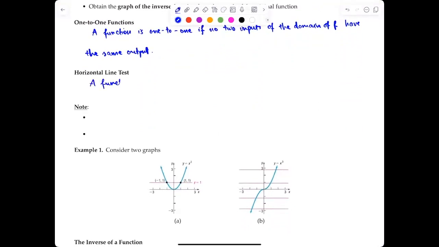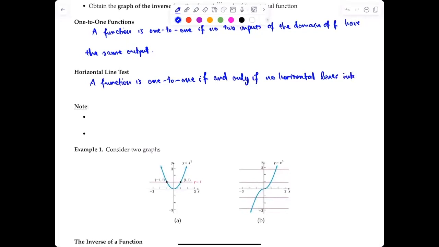So, horizontal line test: a function is one-to-one if and only if no horizontal line intersects the graph of the function at more than one point.